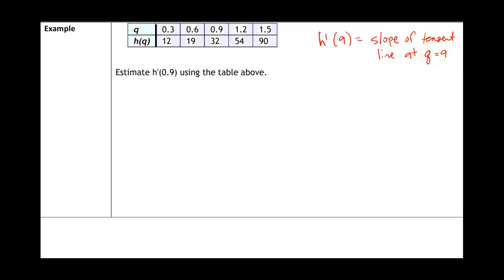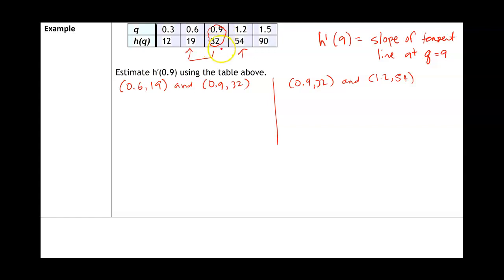Now to estimate that, I'm looking for the slope here. What I want to do is take the point to the left of it and a point to the right of it and find the slope in between those points in order to estimate the slope of the tangent line at 0.9. So first we're going to take two points, and then we're going to take the other two, and we're going to average those out.